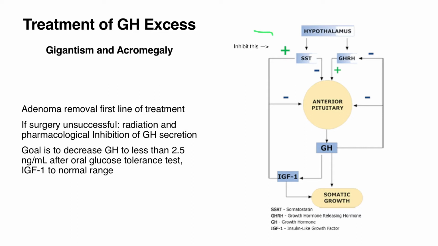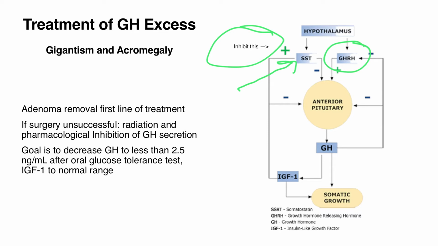If we just think about the physiology, what we want to do is inhibit things that normally turn on growth hormone secretion. So we might want to mess with growth hormone releasing hormone, or we might want to take advantage of somatostatin. These are already natural physiologic feedback loops that exist, and like most other things in endocrinology, we're going to capitalize on systems that we know and understand.